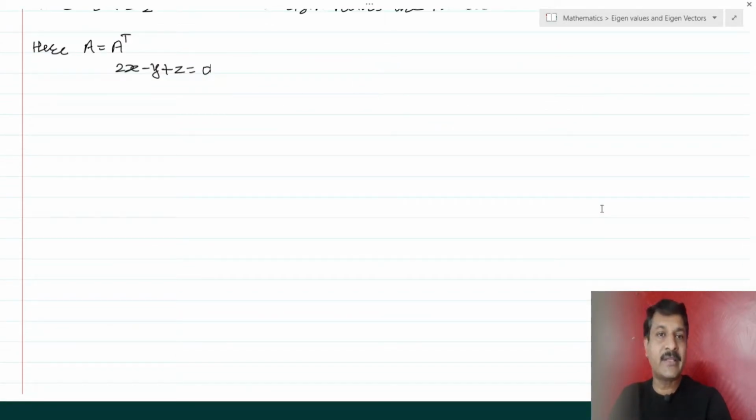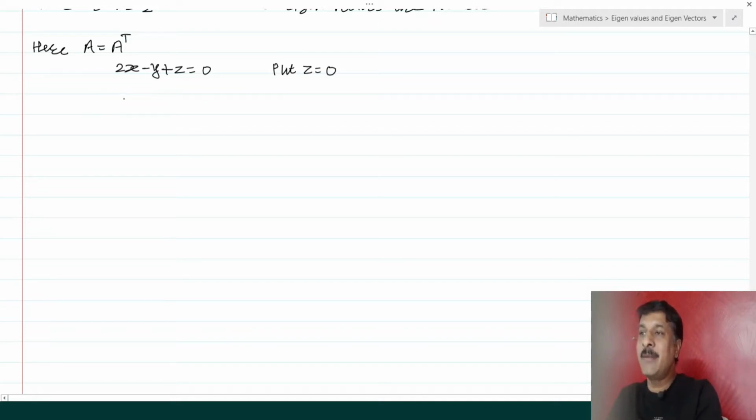So here there is one equation and three unknowns. So 1 and 3, what is the difference? 2. So we have to put two variables equal to some constant. A simple constant I will put here: put z equal to 0. So I am getting 2x equal to y when we put z equal to 0. And that is how I am getting x2, the second eigenvector. So z equal to 0 is fixed, and when we put x equal to 1, I am getting y equal to 2. So 1, 2, 0.